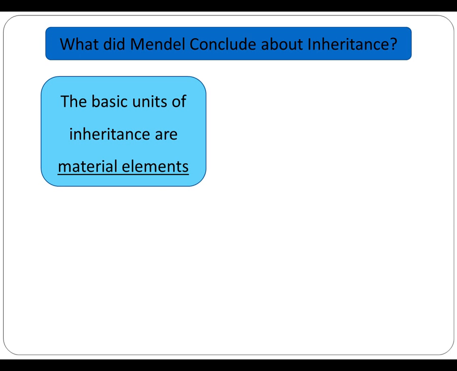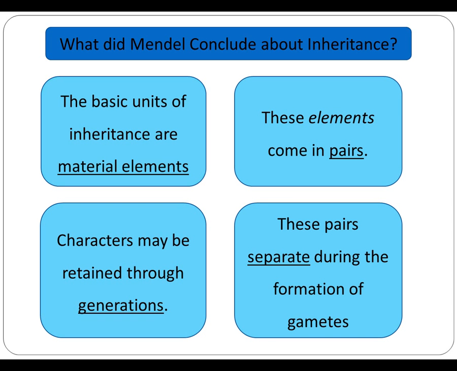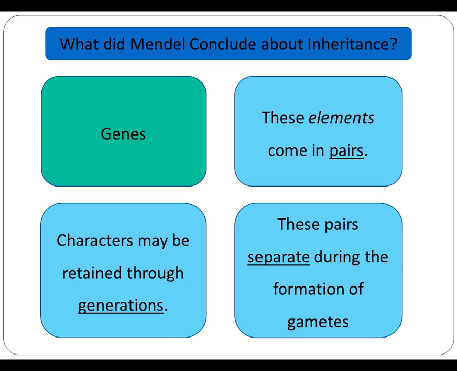All right, I'm going to go back to that list that I didn't give you much room to add to. Based on Mendel's work, he said the basic unit of inheritance are material elements. Something physical about plants is being passed from one generation to another. The physical something that we now know is called genes. Genes are transferred from one generation to another. They're inherited.